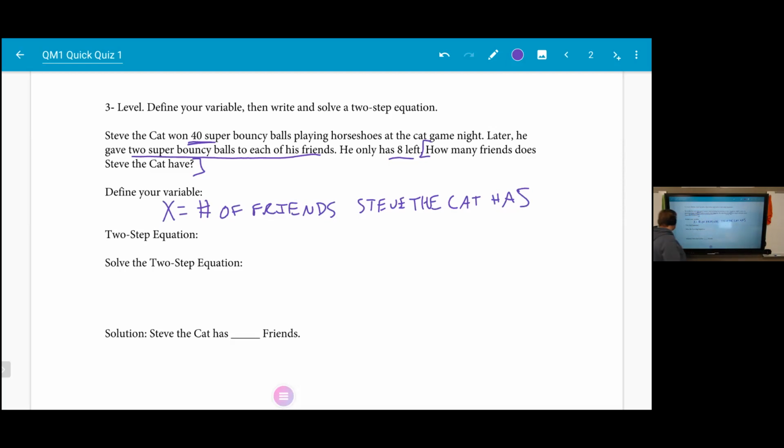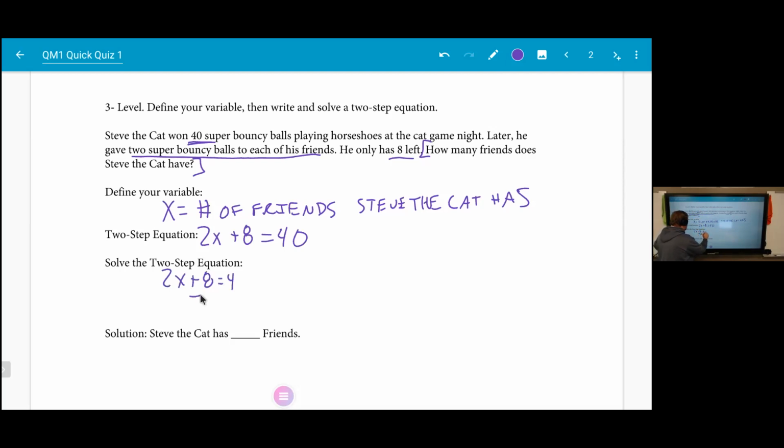Two-step equation. Okay, so I'm looking at this. I know somehow I've got to equal 40. He's got 8 left over. And he gave 2 to each of his friends. How many friends does he have? Oh, that's right. That's what we don't know. But we called it X. 2x plus 8 equals 40.